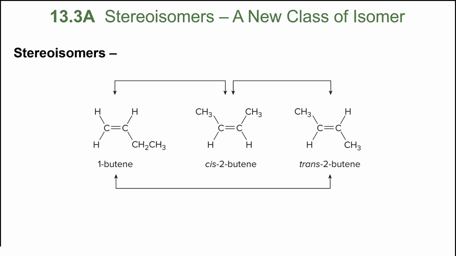Okay, so we can define our stereoisomers now that we've identified a few of them. These are isomers that have a different 3D arrangement of atoms.